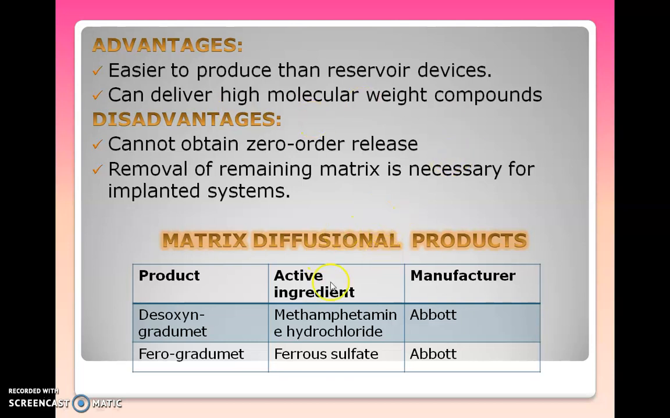And here are some marketed examples of matrix diffusional products which are brought in the market by the Abbott company.